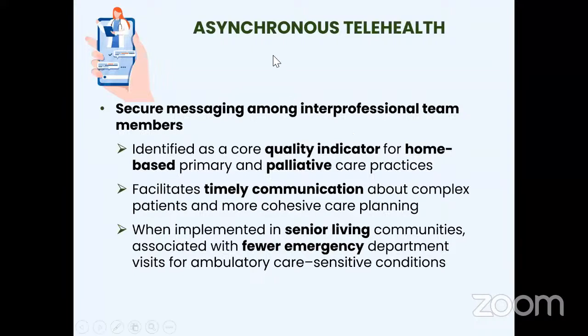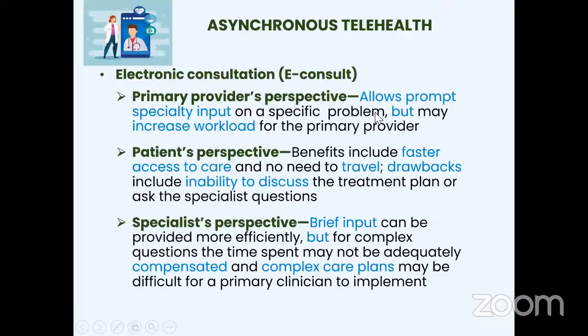The second example under asynchronous telehealth is secure messaging among professionals. This has been found to be a core quality indicator, especially for home-based primary and palliative care. It has helped in providing timely communication about complex patients and more cohesive care planning, especially, for example, when used in senior living. It has been shown to give fewer emergency department visits for ambulatory care, because these ambulatory cases can be managed using this secure messaging.